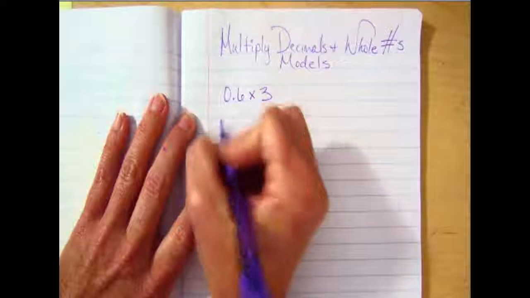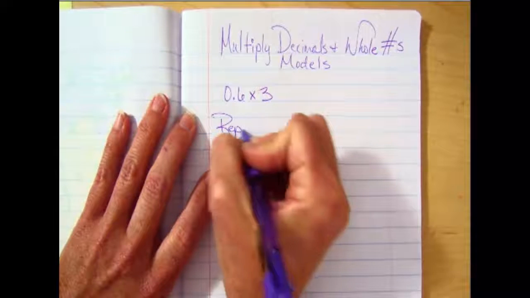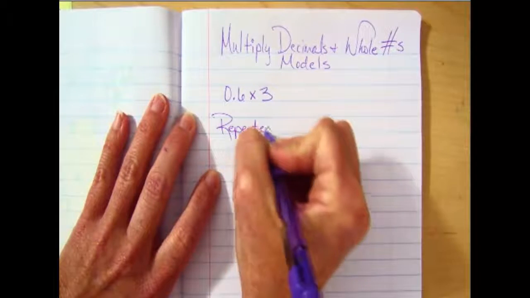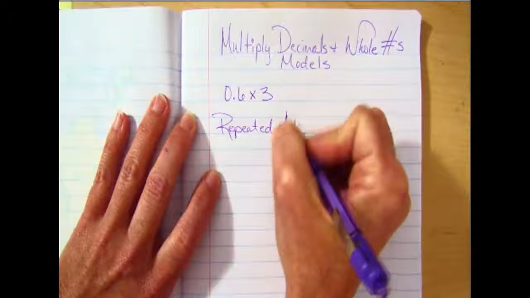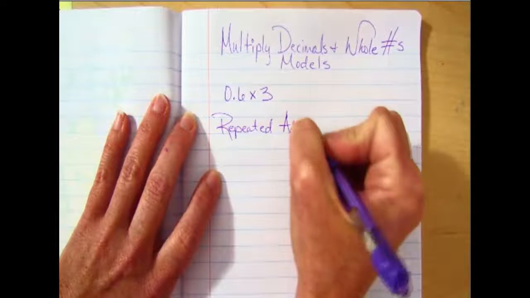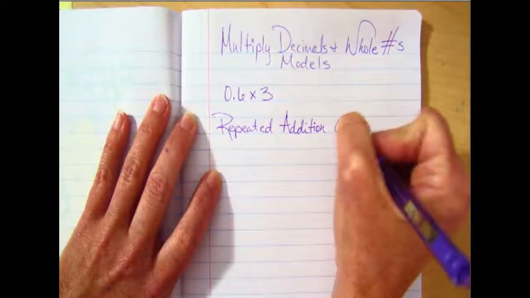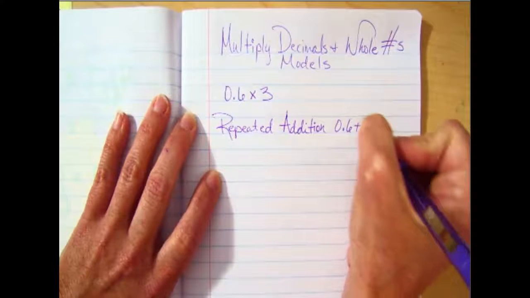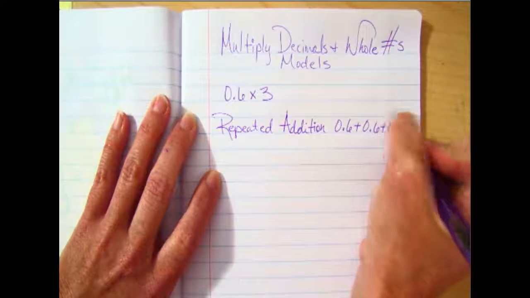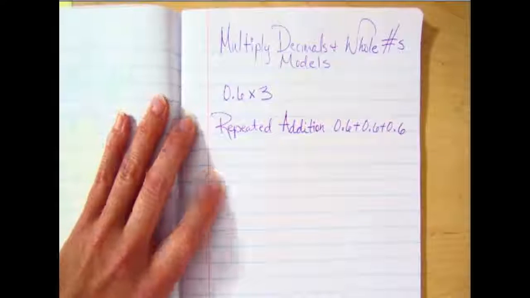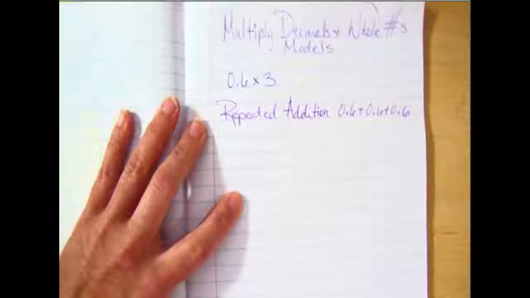If you do repeated addition, you're going to get there. And we learned how to add decimals in 4th grade. So you could do 6/10 plus 6/10 plus 6/10. What's another way? Another strategy I could use.